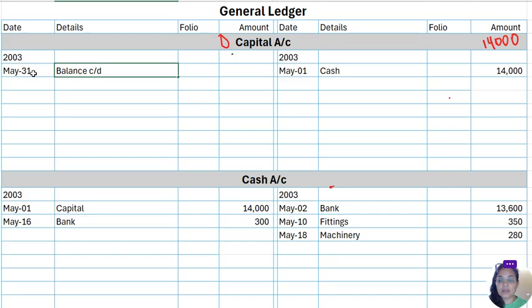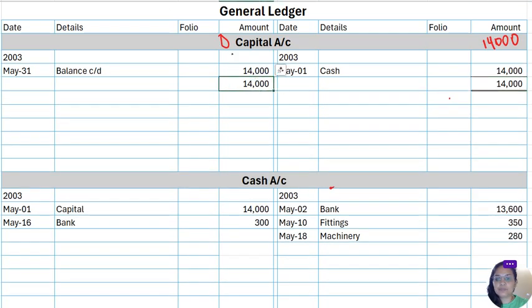Why? Because the side with less means you have to put in the difference in order to make your account balance. So 14,000 minus 0 is 14,000. So the difference here is 14,000. And therefore, the balance carried down should be placed on the side that is 0, which is less, to ensure that both sides of your account are now the same. Now, if you add both sides, it will be 14,000. You will put your normal equal signs, right?